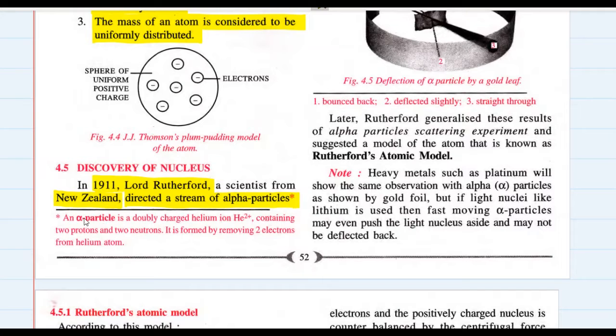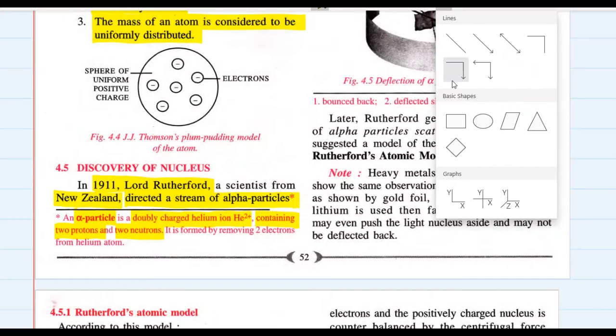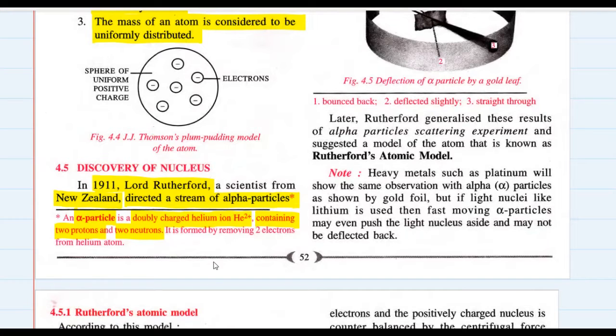Now, what is an alpha particle? An alpha particle is a doubly charged helium ion containing two protons and two neutrons only. It does not have any electrons. So, it is basically a helium nucleus. You know helium. How is the structure of helium? I'll show you the structure of helium.